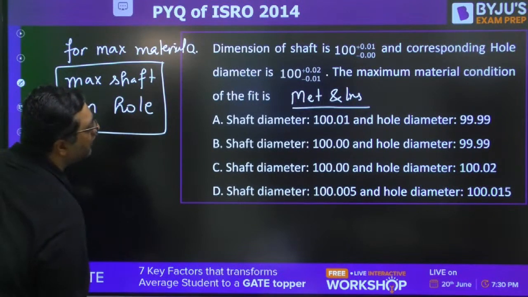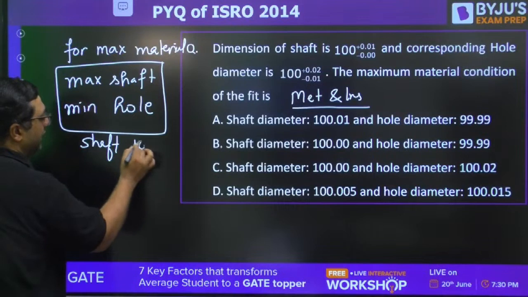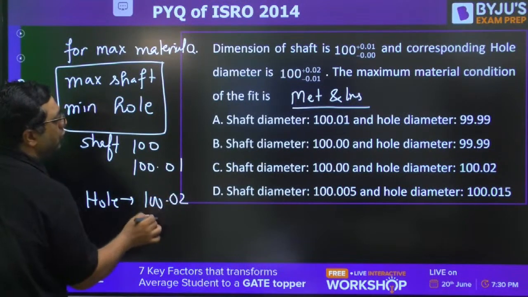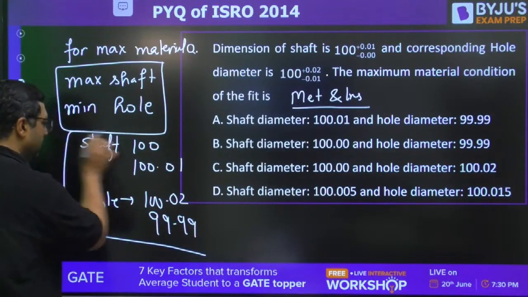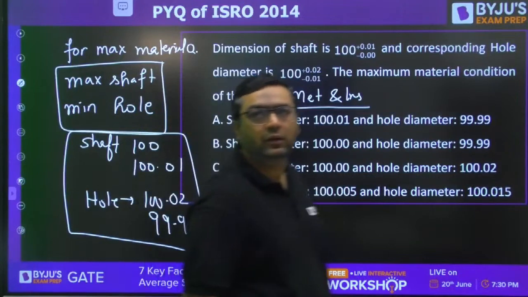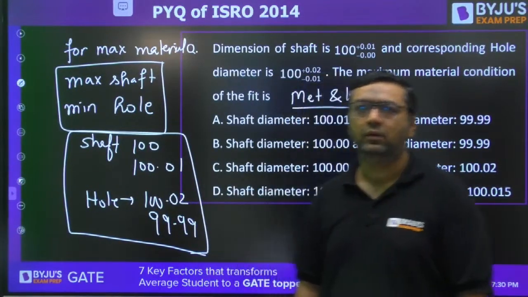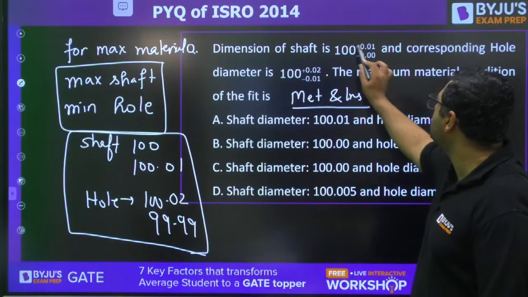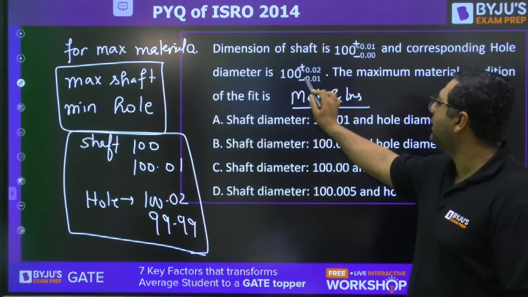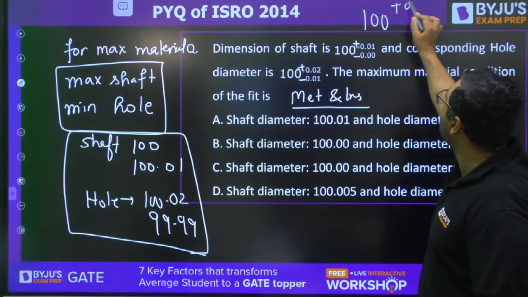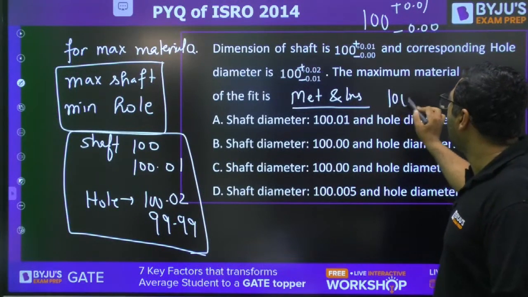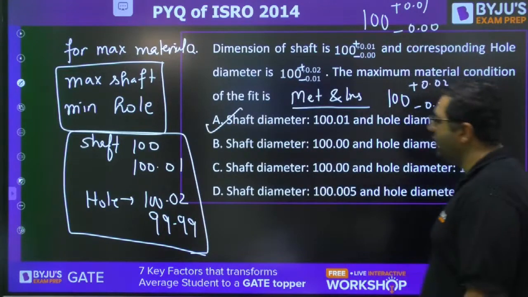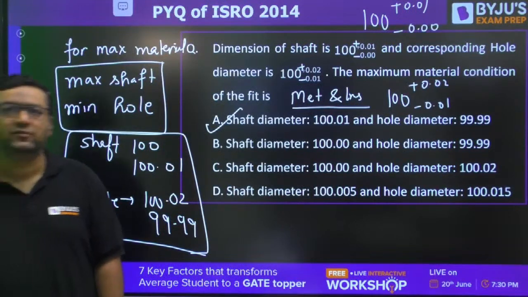So I feel you can see for the shaft, 100 to 100.01 is the size. For the hole, 100.02 to 99.99 is the size. This is plus minus. I am writing it: 100 plus 0.01 minus 0.00. For the hole it is plus 0.02 minus 0.01. Now the answer is A. Very good. Shaft diameter is 100.01. Hole diameter is, yes, very good.